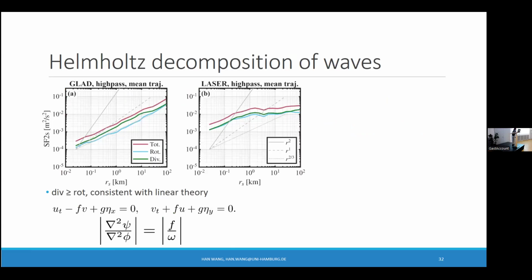Okay, I will try to be fast about this. And we also do this for the high pass and low pass filtered second-order structure functions separately.